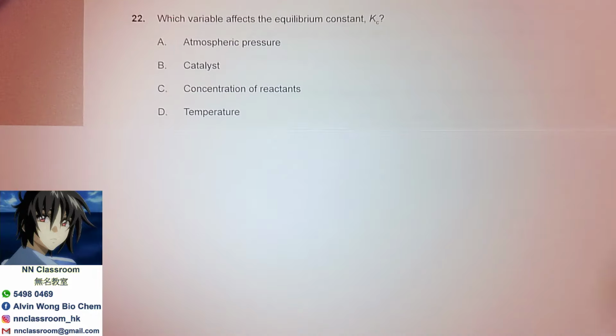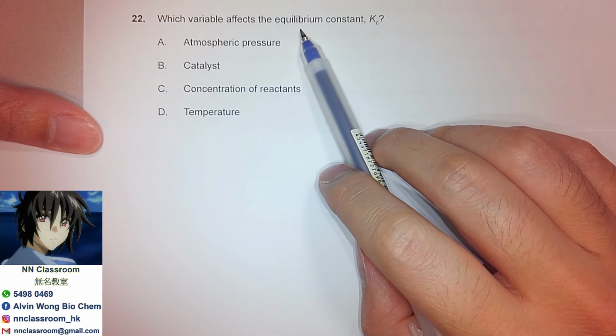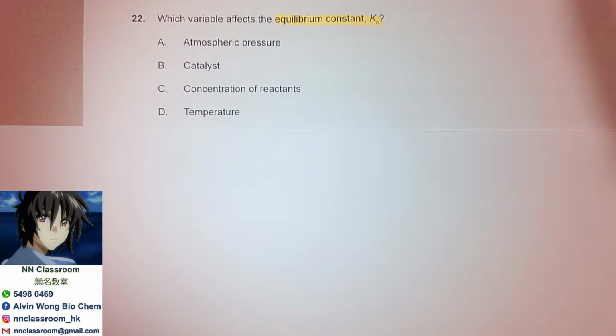Today I'd like to share with you a past paper question from 2017, time zone 2 in May, question number 22, asking a really fundamental thing about topic 7, equilibrium. Let's see, which variable affects the value of the equilibrium constant Kc? Although you may see, oh, such an easy question, how come it is worth mentioning?